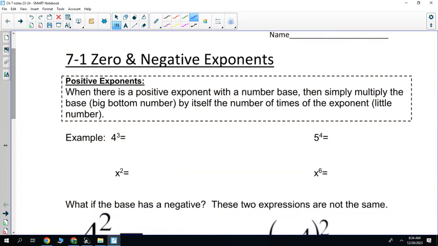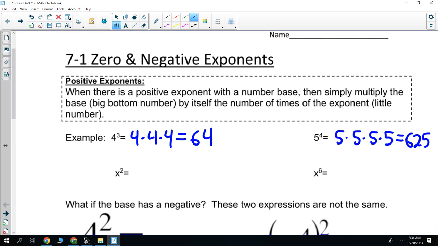So for example, 4 to the third is really saying you're taking 4 and multiplying it together 3 times. You're doing 4 times 4 times 4, which would end up as 64. If you were doing 5 to the fourth, you'd have to do 5 times 5 times 5 times 5. You're multiplying 5 4 times. That would be 625.